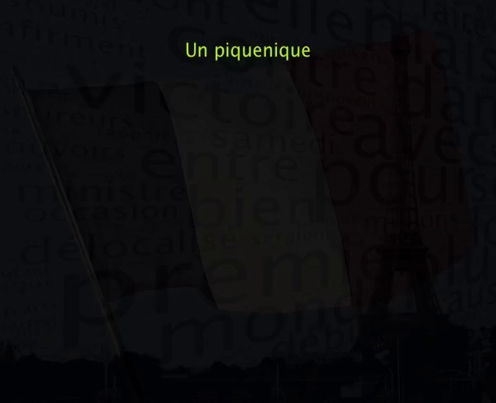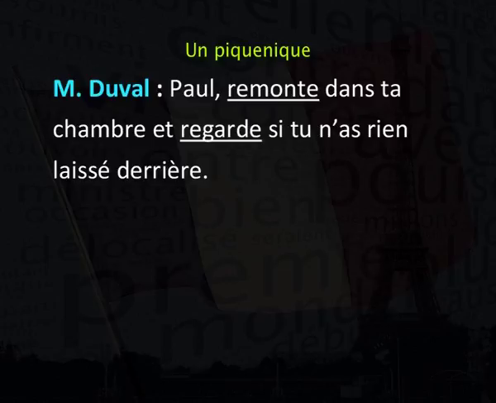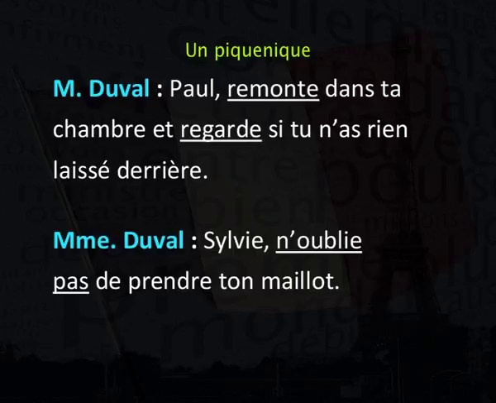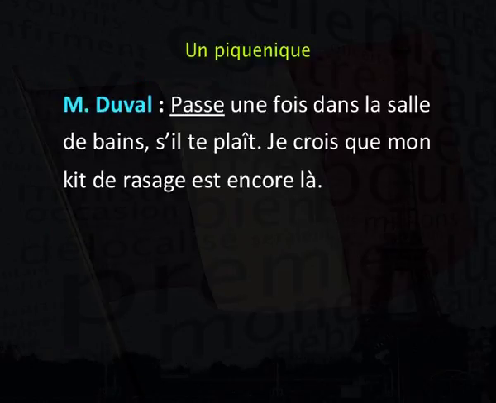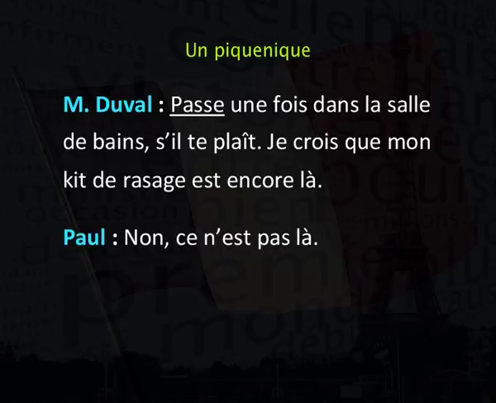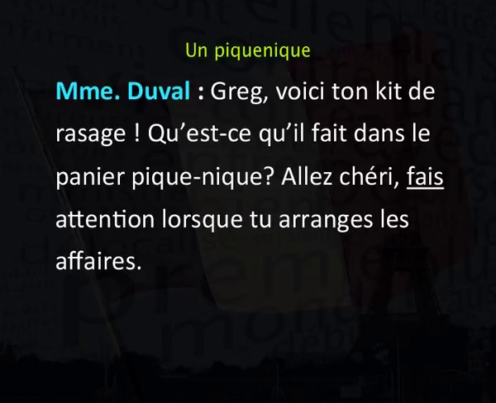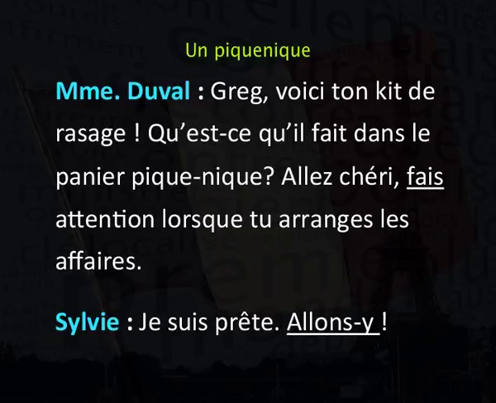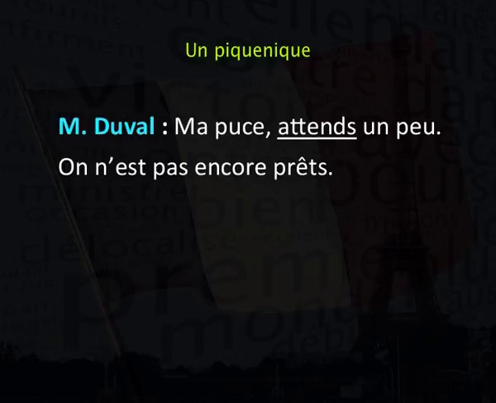Un pique-nique. Paul, remonte dans ta chambre et regarde si tu n'as rien laissé derrière. Sylvie, n'oublie pas de prendre ton maillot. Papa, j'ai tout pris. Passe une fois dans la salle de bain, s'il te plaît. Je crois que mon kit de rasage est encore là. Non, ce n'est pas là. Greg, voici ton kit de rasage. Qu'est-ce qu'il fait dans le panier pique-nique? Allez chérie, fais attention lorsque tu arranges les affaires. Je suis prête, allons-y. Ma puce, attends un peu.